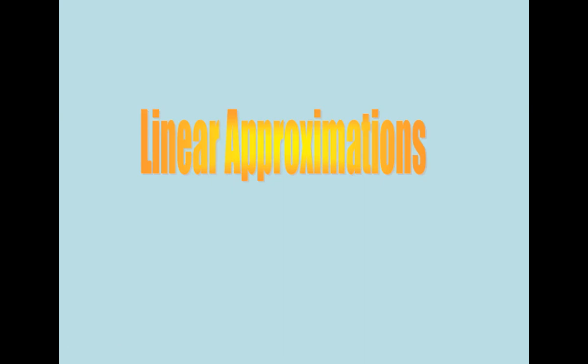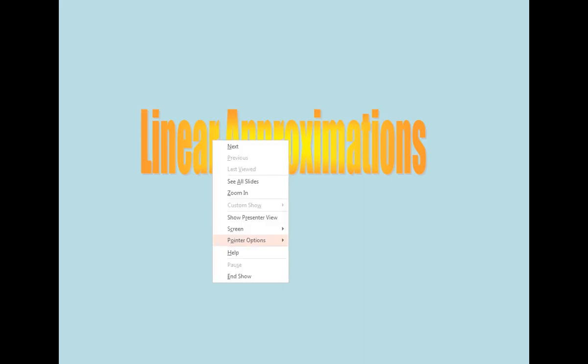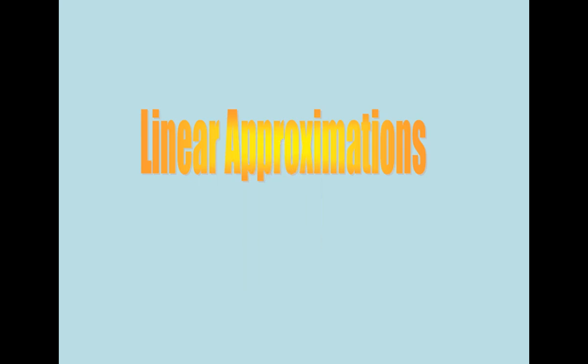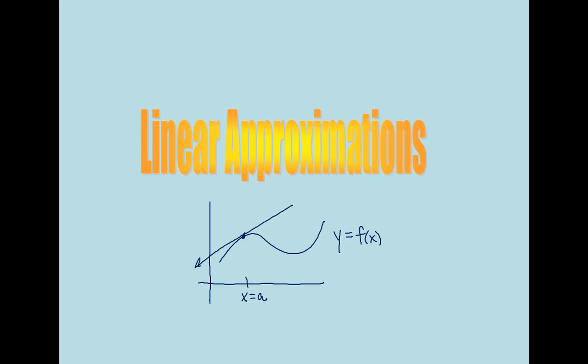In this lesson we're going to be looking at linear approximations. The idea behind a linear approximation is if we have some function, let's say y equals f of x, we could use a tangent line to the curve of f of x at a to approximate values for this function for values close to a.